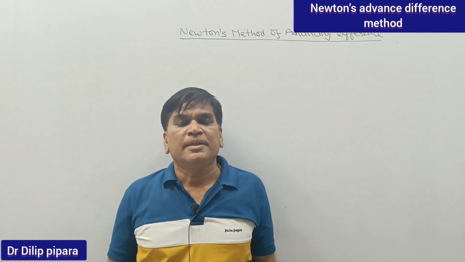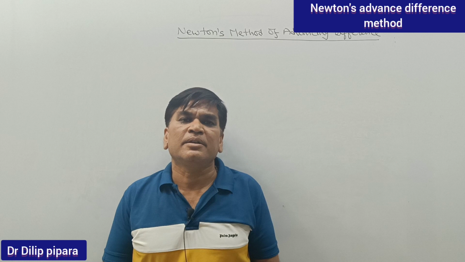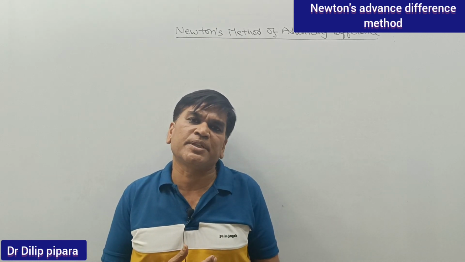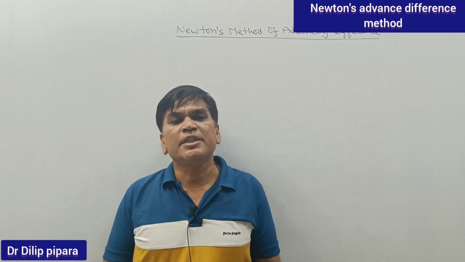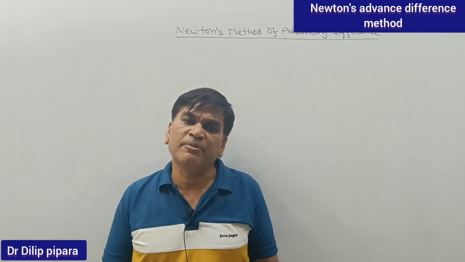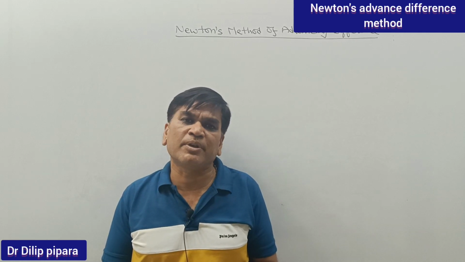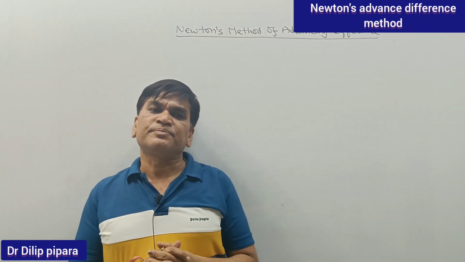Hello student, in interpolation and extrapolation we have learned the first mathematical method of interpolation and extrapolation, and this method is called the binomial expansion method. In this method we have learned how to calculate one missing value and two missing values. But this method has some limitations.